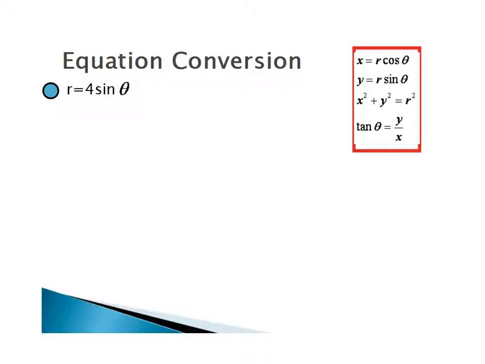Let's look at this one. This polar equation is pretty simple. It's just r equals 4 sine theta. I have to somehow turn this r and this theta into an x and a y.